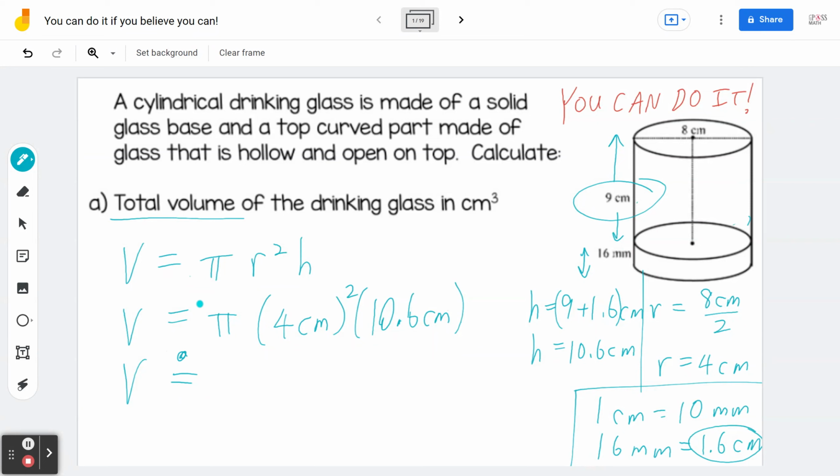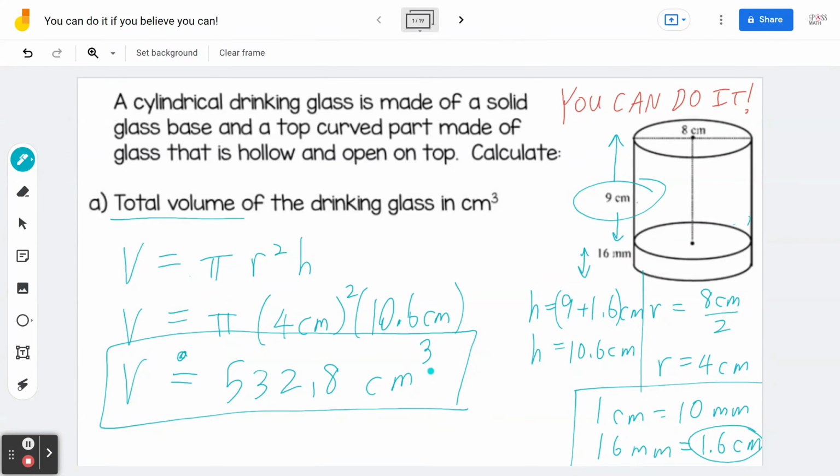Okay. Now I'm going to grab a calculator, work this out and round to one decimal place. I hope you're doing this with me. Take pi, multiply by 4 squared times 10.6. This is going to be 532.8 centimeter cube. And if I look at the entire number, I see 532.814114 in the display. We are making progress.